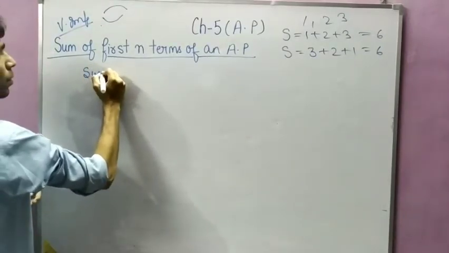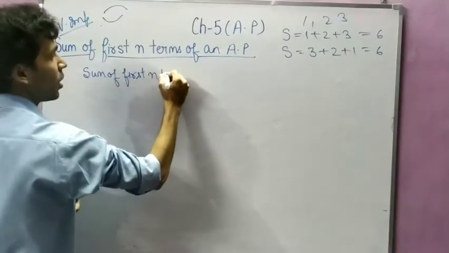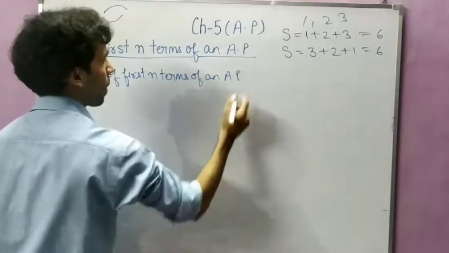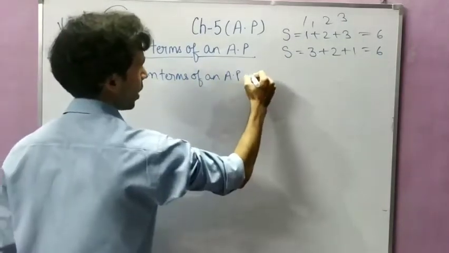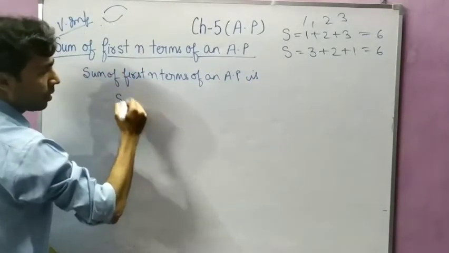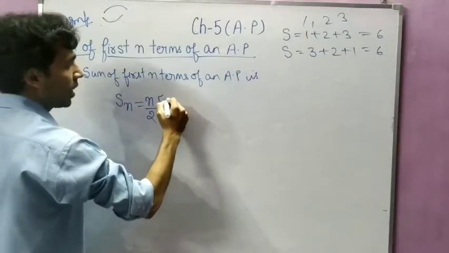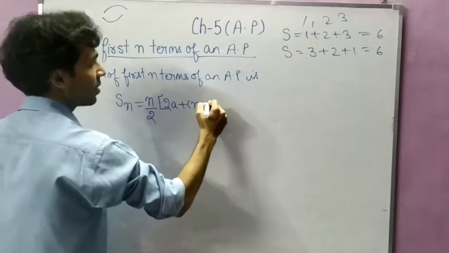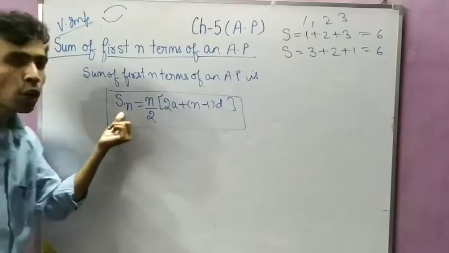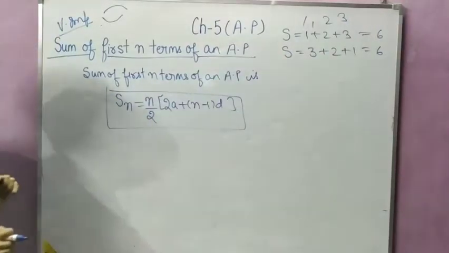So the sum of the first n terms of an AP is, S for sum, n for n terms. So Sn equal to n by 2 in bracket 2a plus n minus 1d. Why have I written Sn? S for sum and n for the first n terms. Okay, this is the formula.